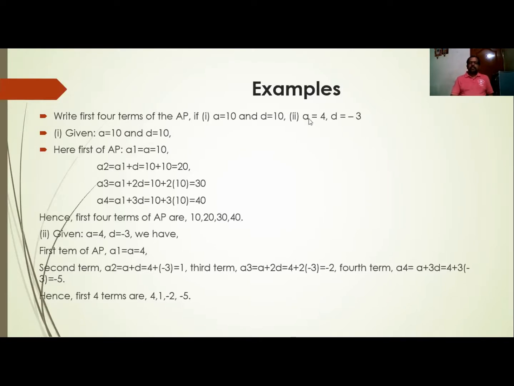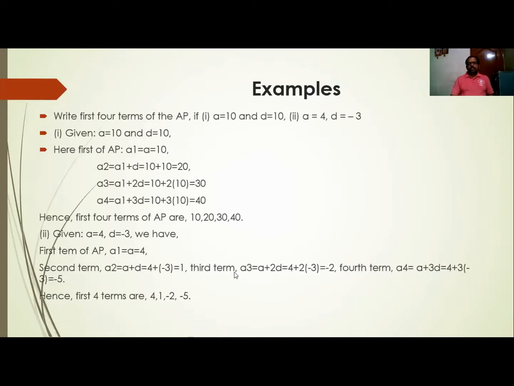Similarly, the second sum is also given, in which A equal to 4 and D equal to minus 3. That is, the first term is given as 4 and the common difference of AP is given as minus 3. Okay. So using these two, now we can find the first four terms of AP. So the first term A1 is same as the given A here. So we can write the first term of AP as 4. That is A1 equal to A, which is equal to 4. Similarly, the second term is given by A plus D. Again, substituting the values of A and D here, it is A plus D, D is minus 3. So 4 minus 3 is equal to 1.